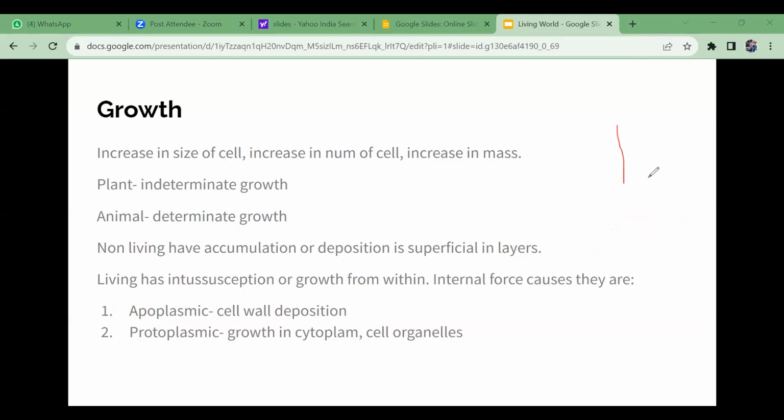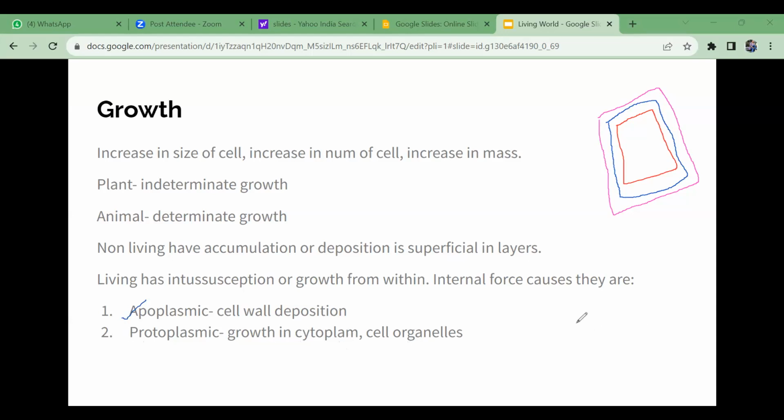If I say this is the cell membrane, and this is the primary cell wall. The pink color is the primary cell wall. The secondary cell wall is formed inside. This is apoplasmic cell wall deposition. Protoplasmic growth is growth in the cytoplasm.